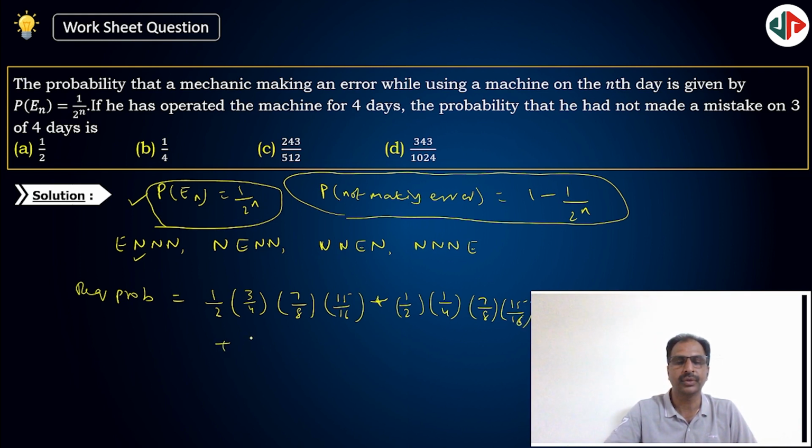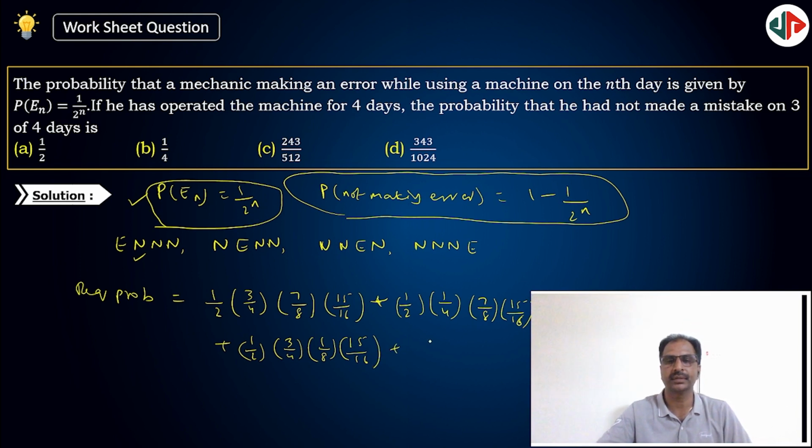Plus, next, no error on the first day: 1 by 2. No error on the second day: 1 minus 1 by 4. Error on the third day: 1 by 8. No error on the fourth day: 1 minus 1 by 16, so 15 by 16.